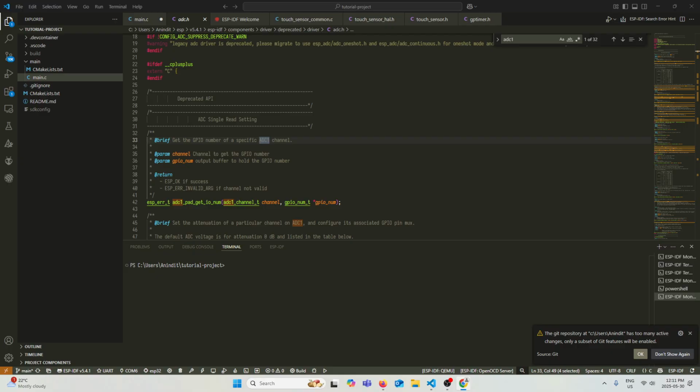Let's apply this to measure ADC input from a potentiometer using ESP32. Wire the left pin to 3.3 volts. The middle one to pin IO26. And the right one to ground. Okay, so let's do that.